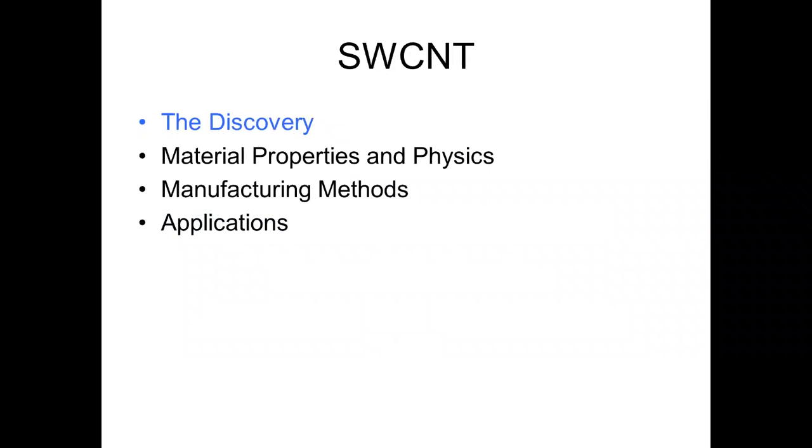I imagine for each material, like single-wall carbon nanotubes, we could probably spend 20, 30 hours on one material and one application. But this is just a quick overview of carbon derivatives, so we hit the main points and move on from there. So we look at the discovery, then we look at the material properties, the manufacturing methods, and the applications.